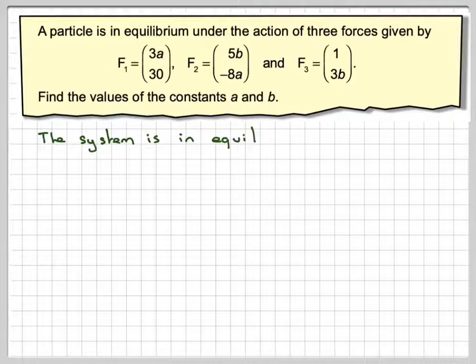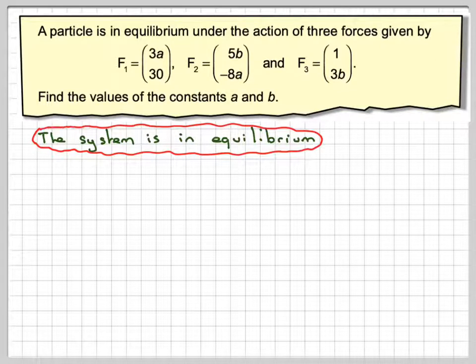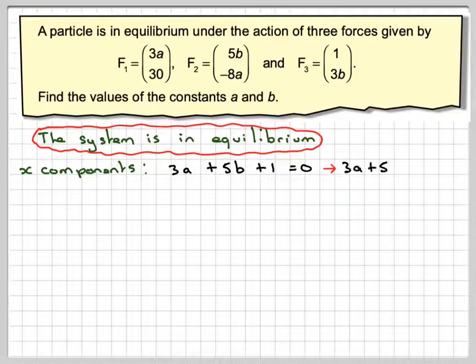So we know the system's in equilibrium. So if we check the x components, these must add up to be equal to 0. So we're going to have 3a plus 5b plus 1, and that has to be equal to 0 because the whole thing has to be in equilibrium. And then if we rearrange that, we're going to get 3a plus 5b is equal to minus 1.